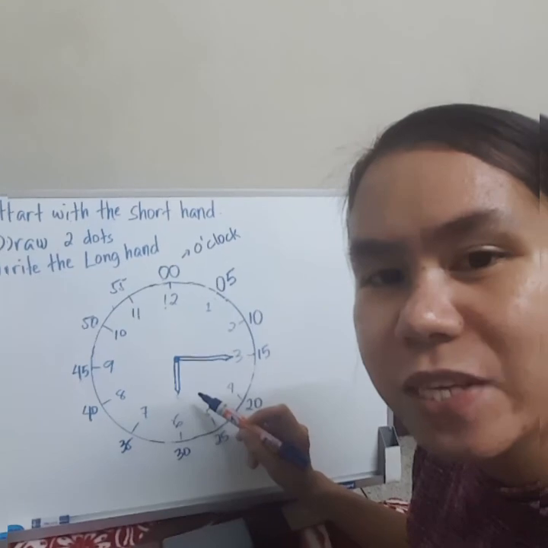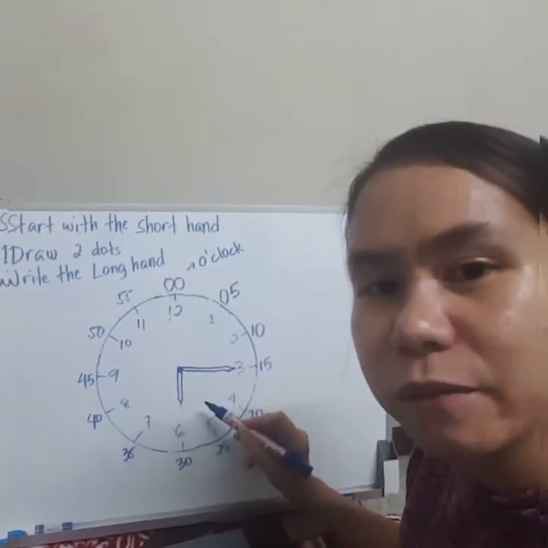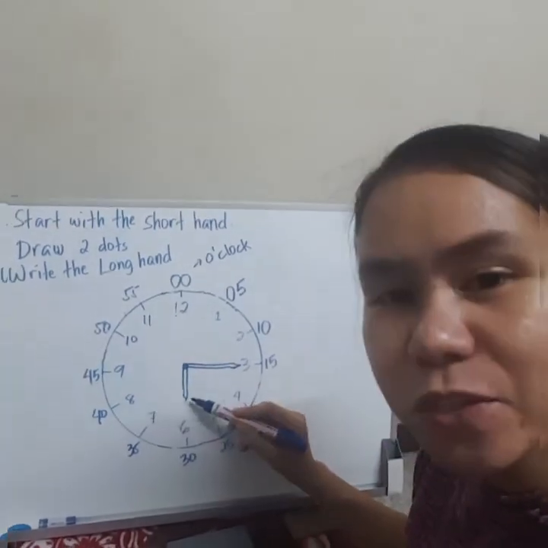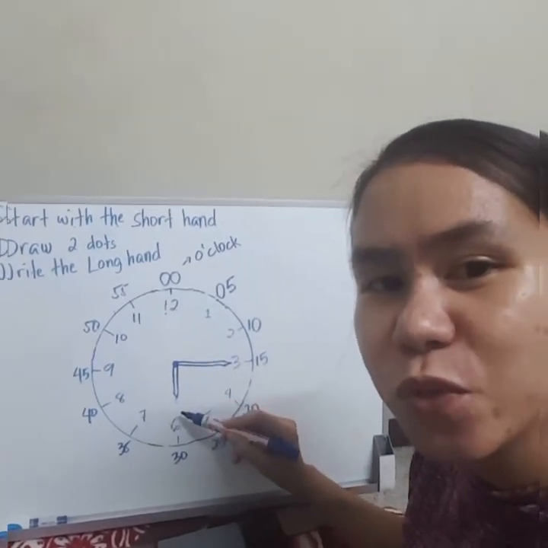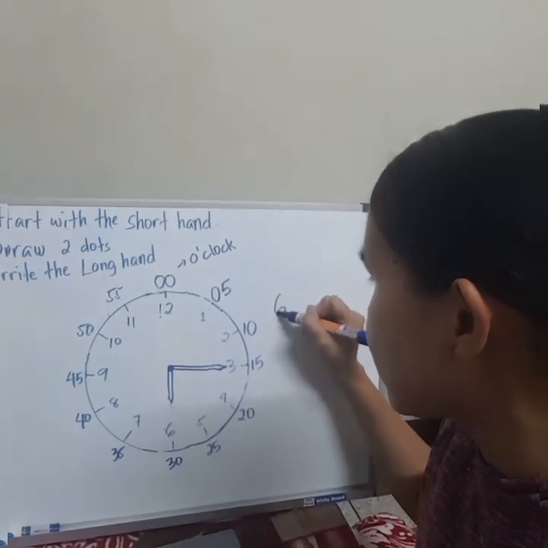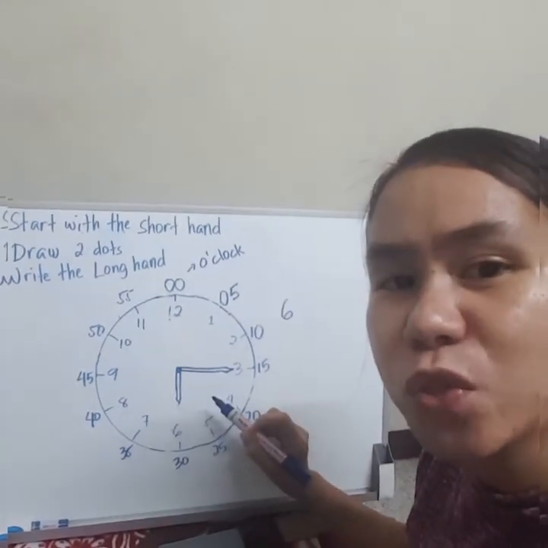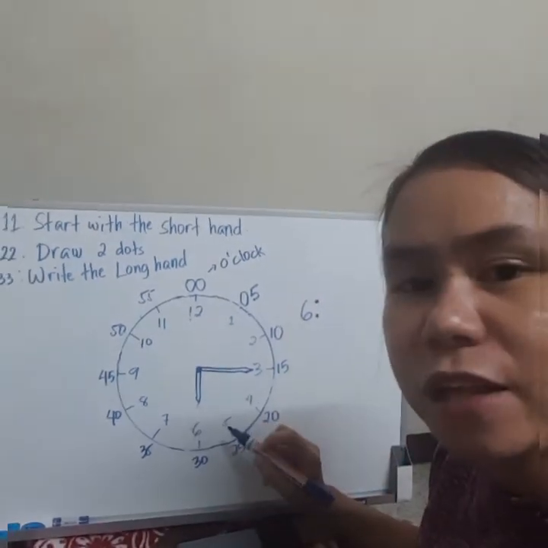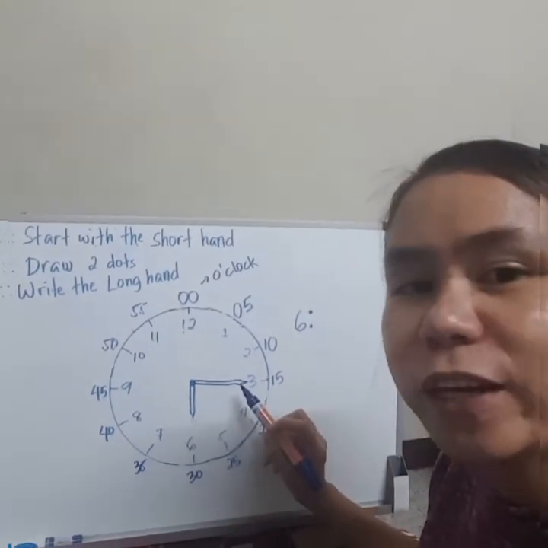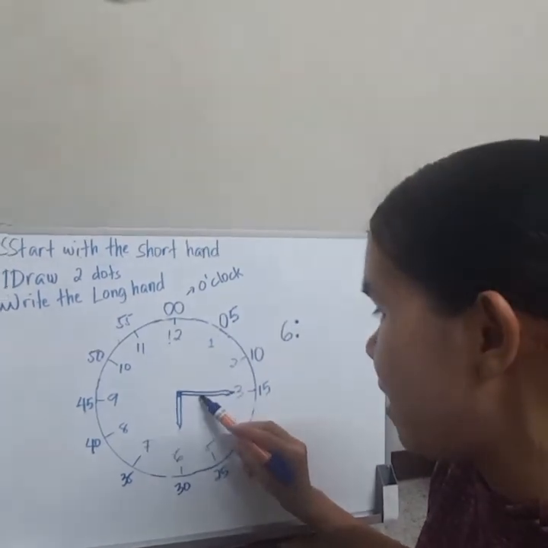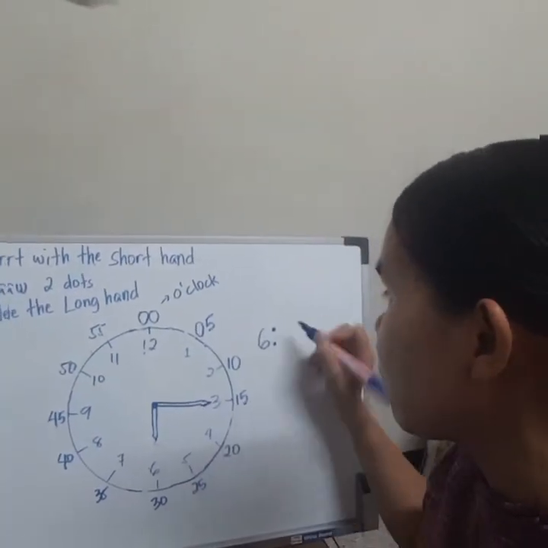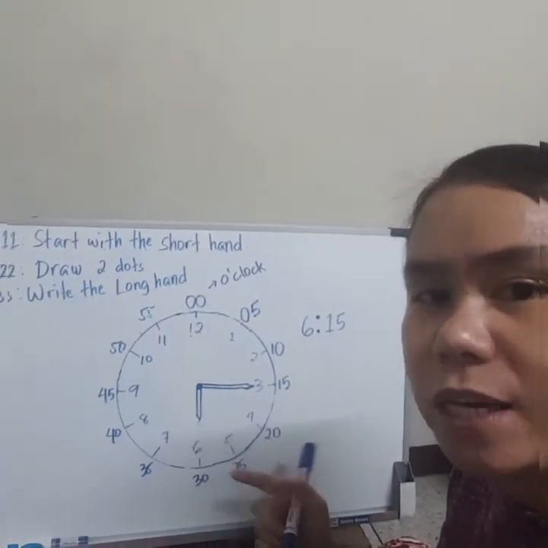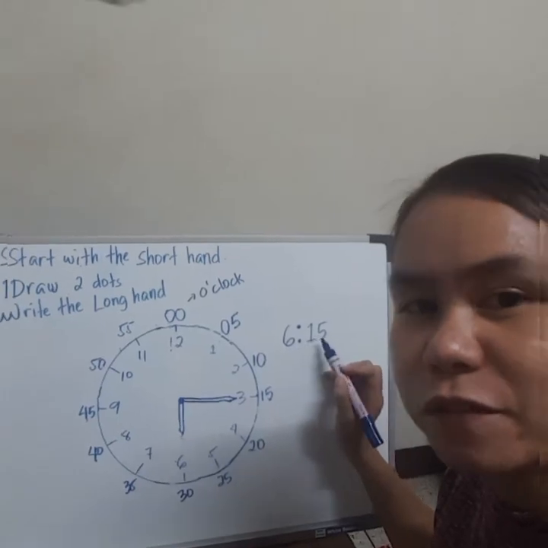Here is our second example. So again, look at where the short hand is pointing. So here the short hand is pointing to the 6. So write down 6. Second step, draw 2 dots after this number. Then the final step is looking at the long hand. It's pointing here and then outside. So write 15. So our example shows the time is 6:15.